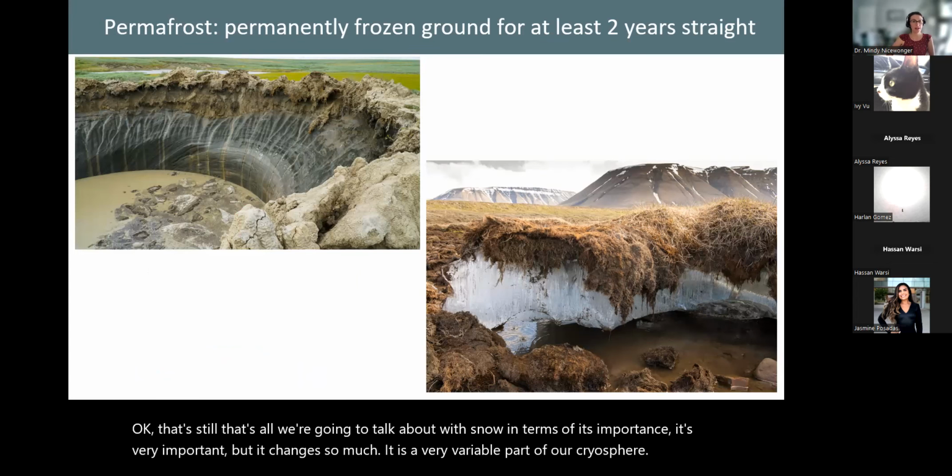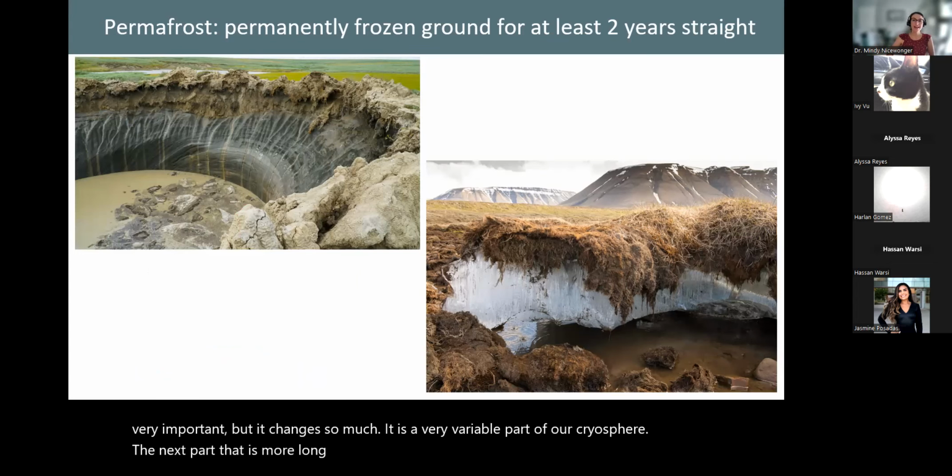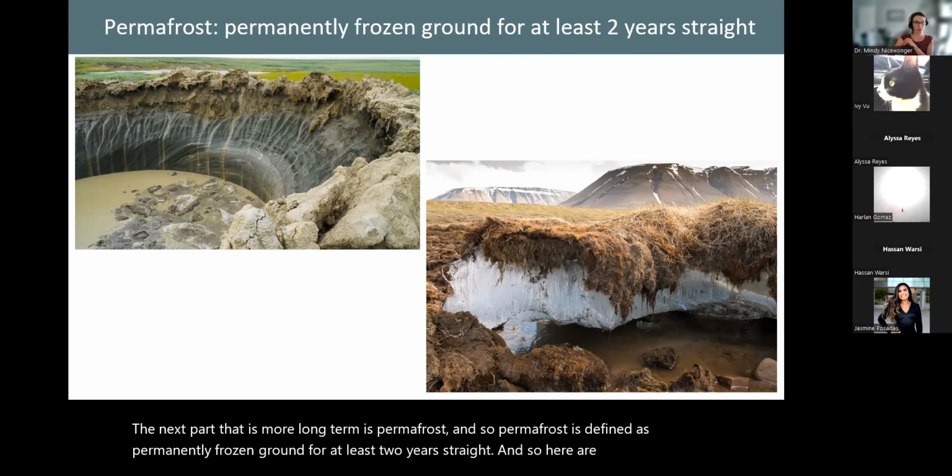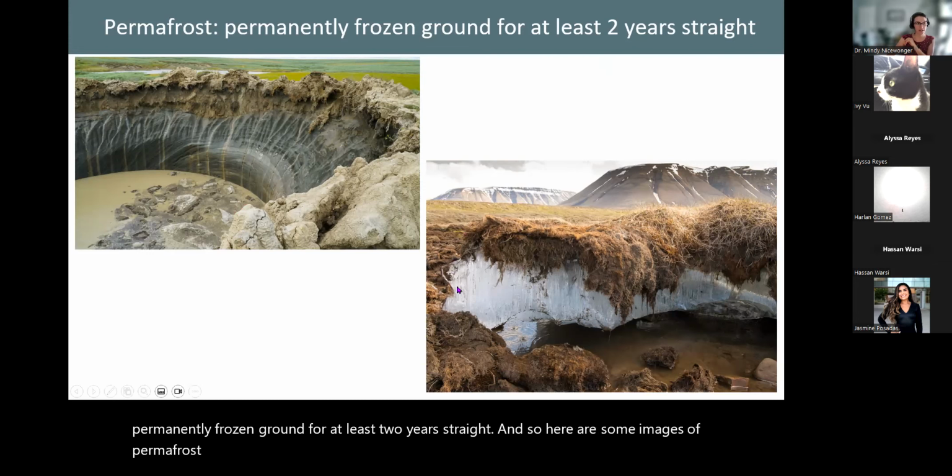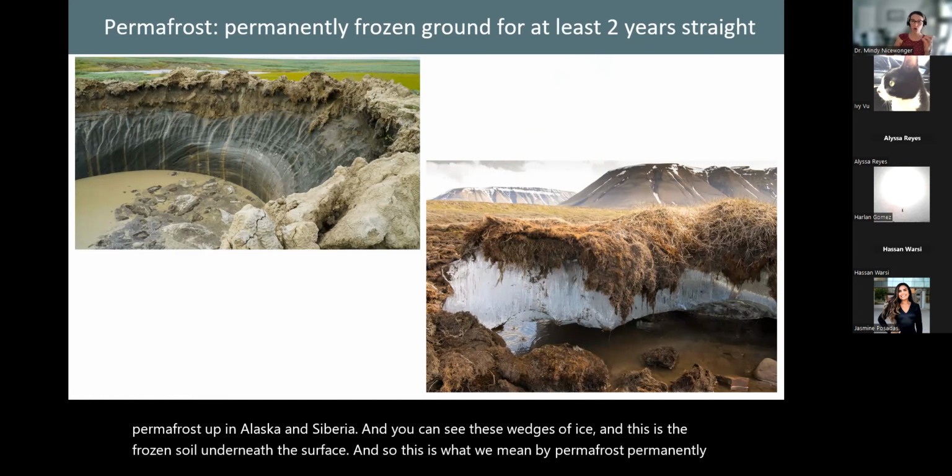The next part that is more long-term is permafrost. Permafrost is defined as permanently frozen ground for at least 2 years straight. Here are some images of permafrost up in Alaska and Siberia. You can see these wedges of ice, and this is the frozen soil underneath the surface. This is what we mean by permafrost, permanently frozen ground.